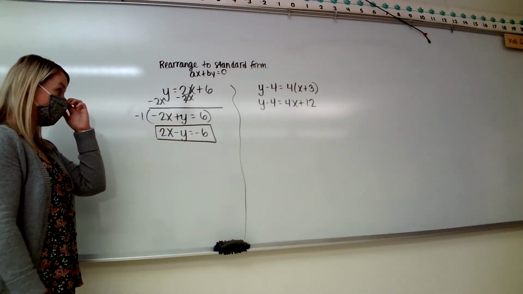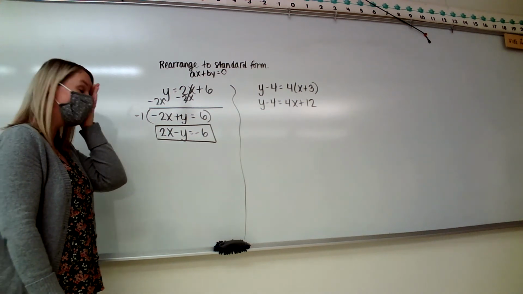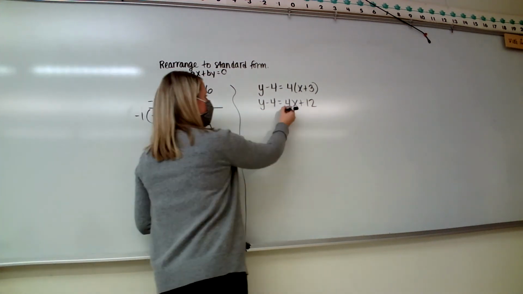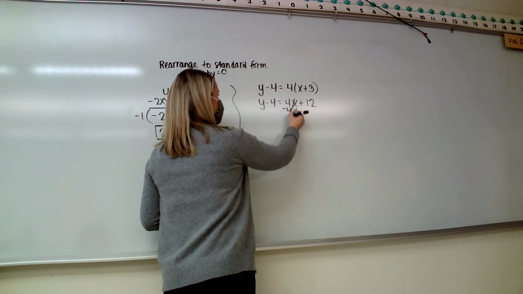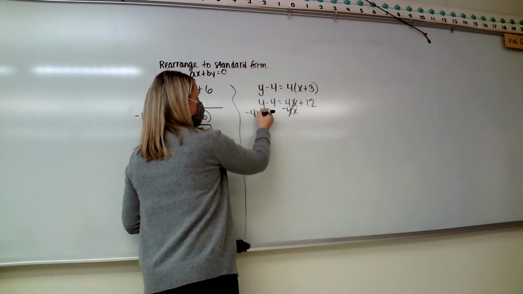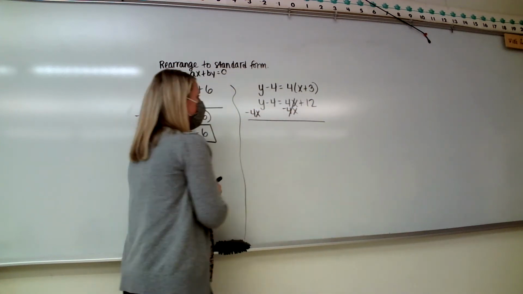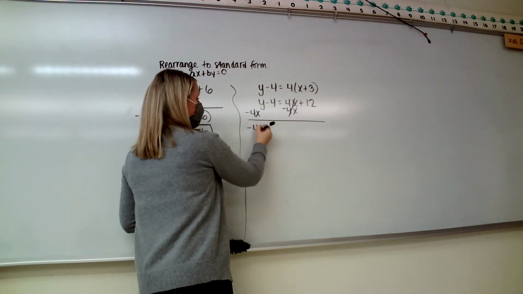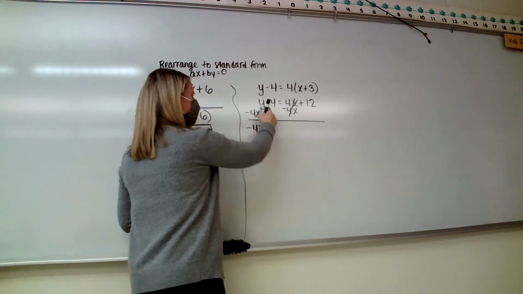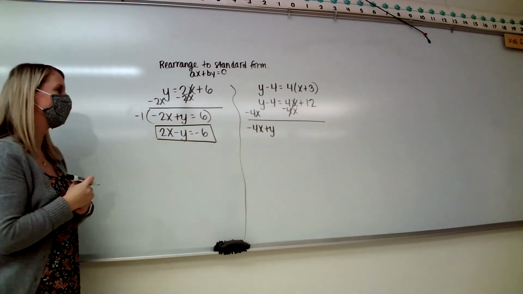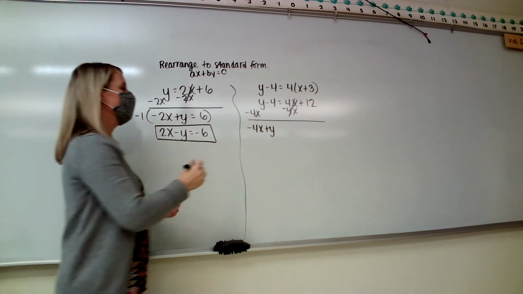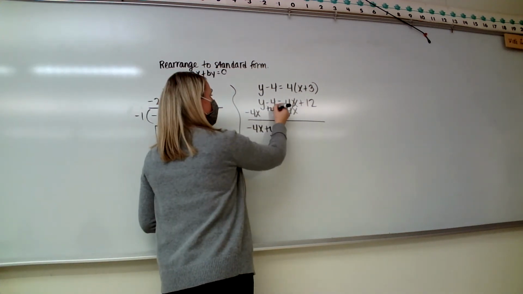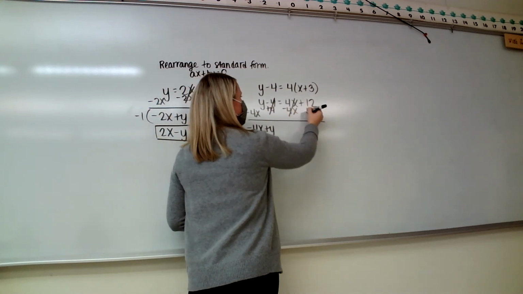I always kind of focus on getting my x and y to the same side. So I'm going to move the x from the right to the left. Since it's positive, I'm going to subtract it. So I end up with negative 4x plus y, but I don't want that minus 4 there, right? I want the numbers on the other side. So it's kind of the same step. I'll add 4 to move it from the left to the right.